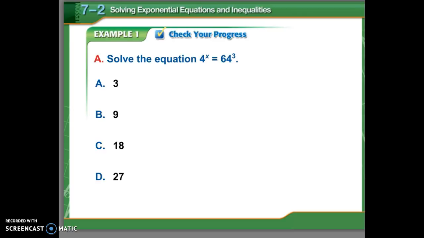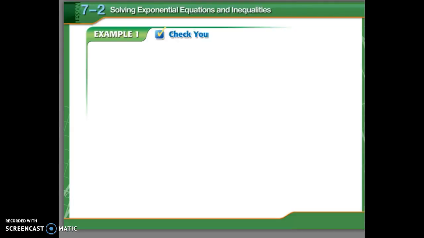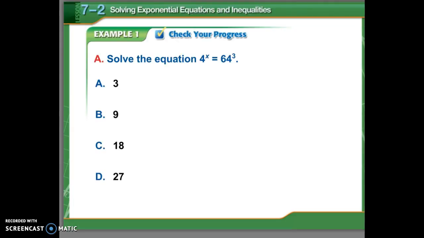Alright, here's a check your progress problem for example 1. Pause the video as long as you need, and when you have your answer, go on to the next screen. And our answer for this one is choice B, 9. 4 to the 9th power is the same as 64 to the 3rd power.